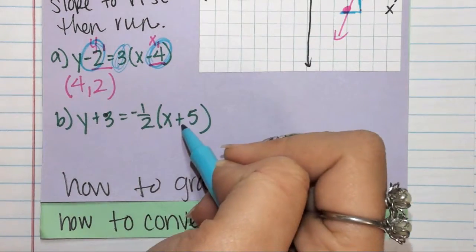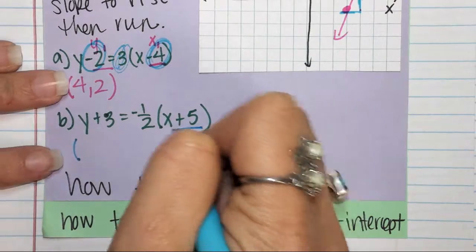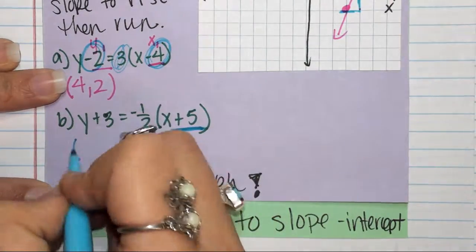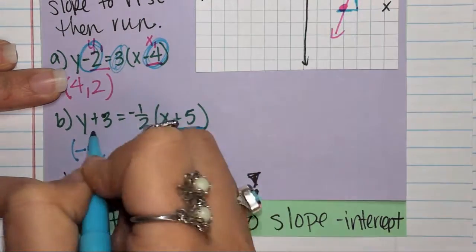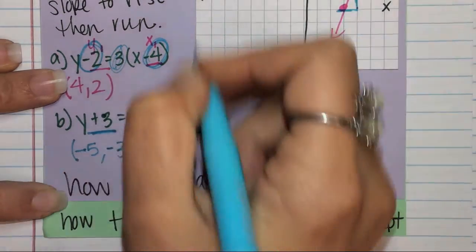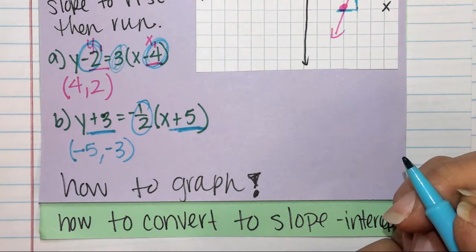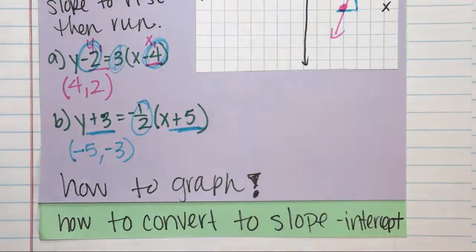Alright, so since I have plus, what does that mean my point is? My point is negative. So this is my x. What's my x value? Negative 5. This is my y. What's my y value? Negative 3. And then this is my slope. Hey, where are you getting negative? Okay, guys. Again.